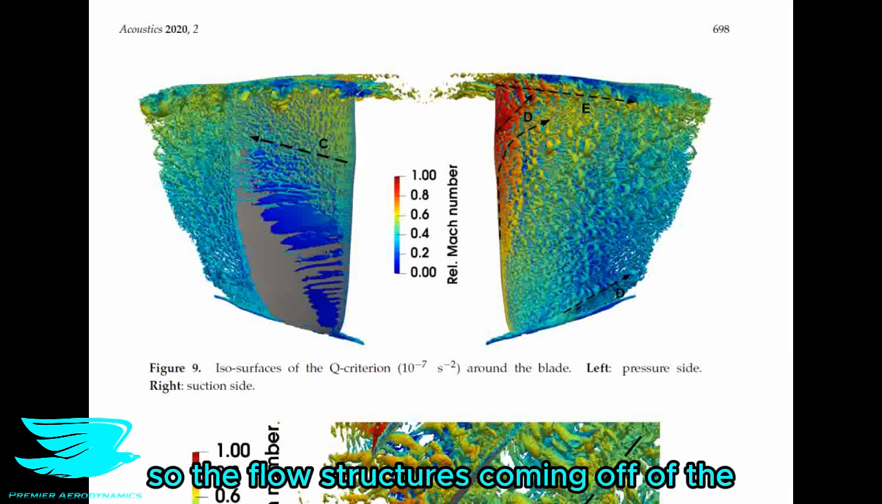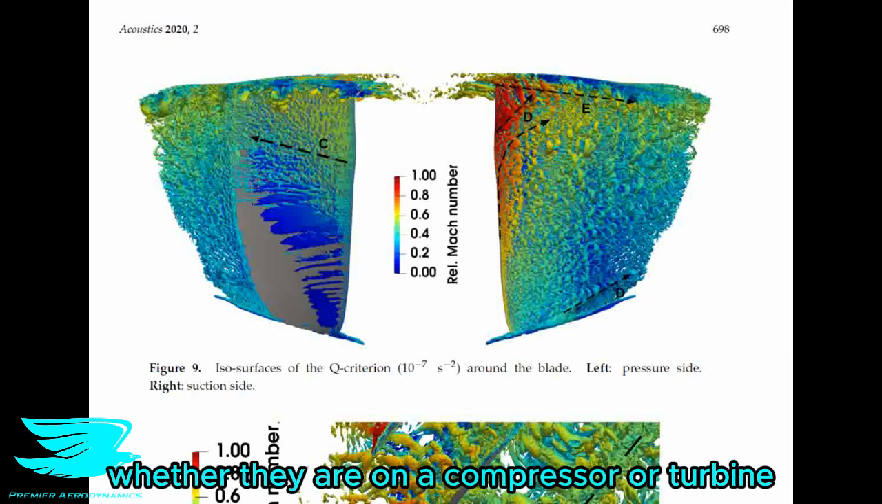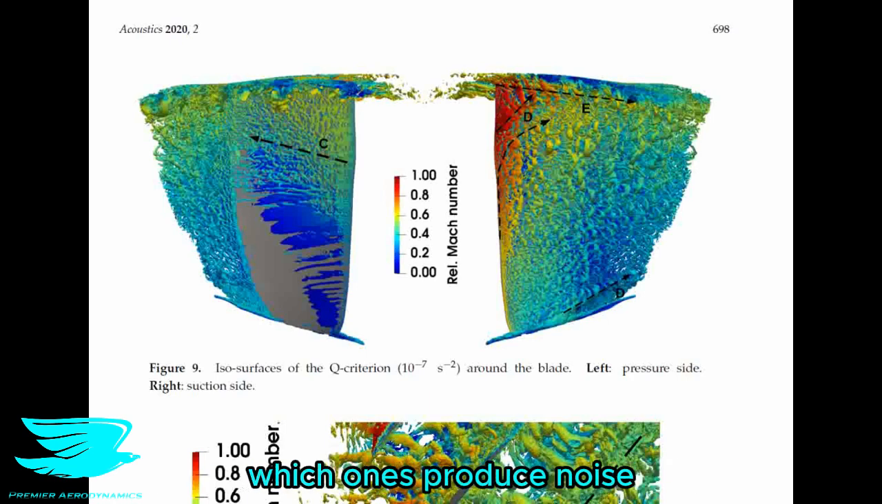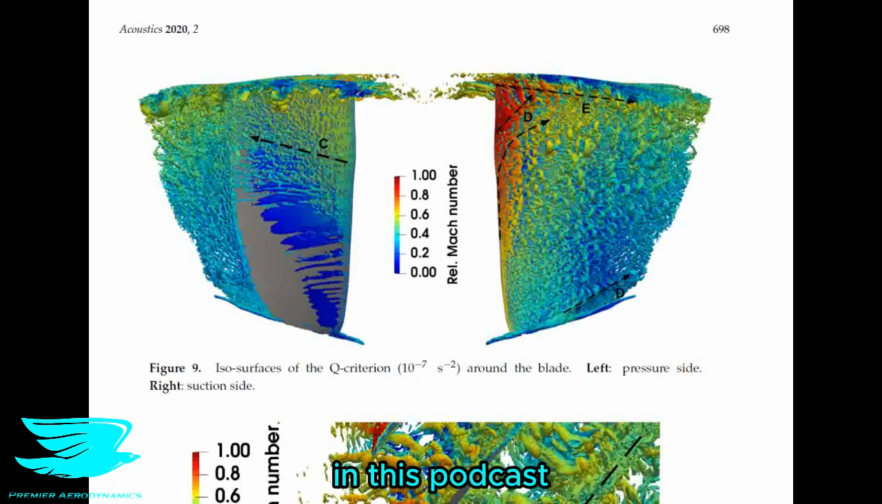So the flow structures coming off of the blades in the turbofans, whether they are on a compressor or turbine, are strange and numerous. Which ones produce noise, which ones don't, and at what frequencies, those are the questions we'll be looking at today in this podcast.